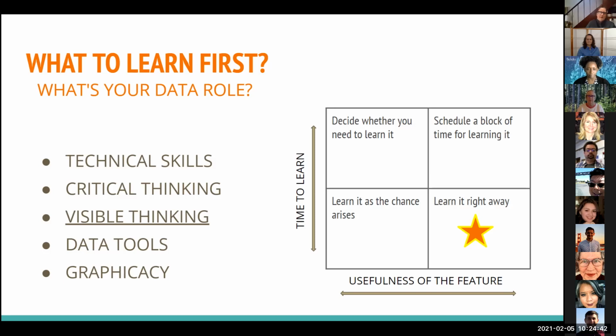Then there's also all the software out there, and then there's the general conceptual ideas around graphicacy, which is being able to read and write with graphs. Anyway, so this square here, this magic square, was put together by the Harvard Business Review, and you take whatever concept you're interested in, and you try and figure out approximately how much time it would take you to learn it, and then how useful it would be for you. And only you can decide that, right? What is important to you in your job?